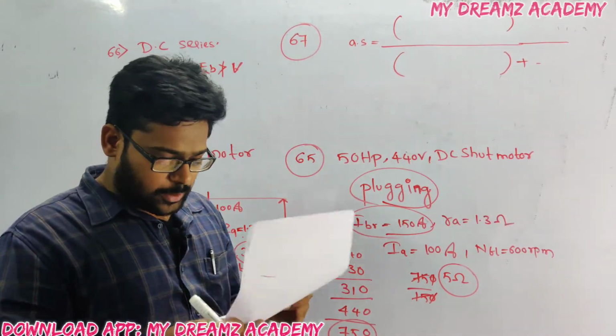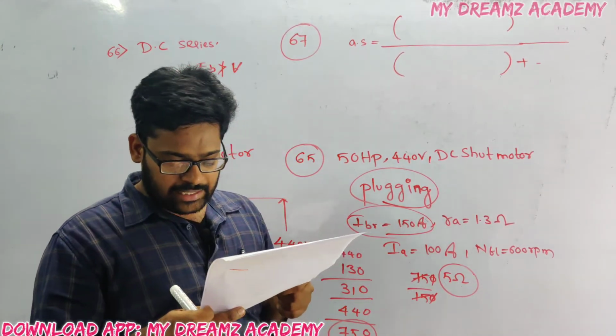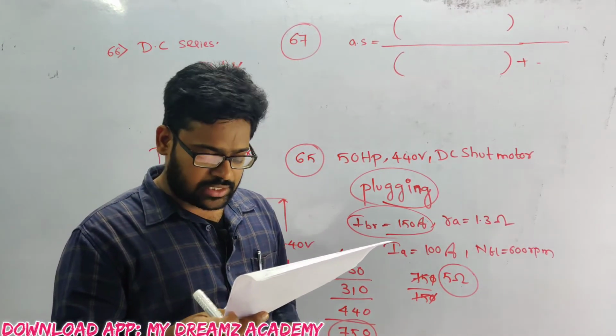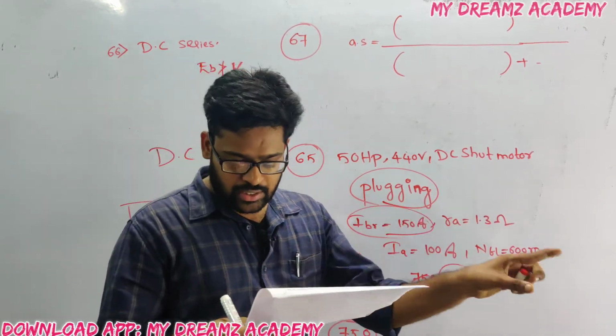So I'll read the options. Distance between the stops, that is correct. Acceleration and braking retardation, that is also correct. Duration of stop, it is independent of duration of stops.